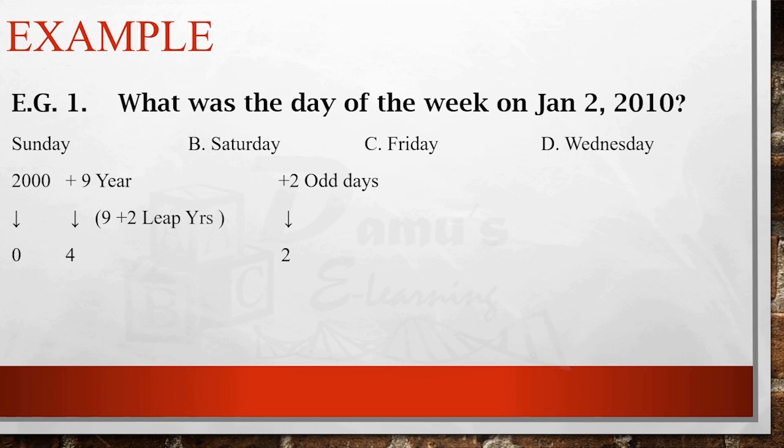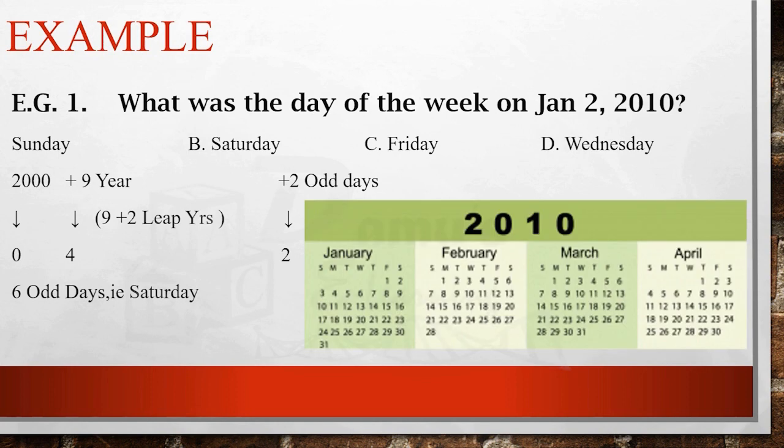Now 2 more days, January 2 days are there, right? So 2 more days. So total 4 plus 2, that is 6 odd days. 6 odd days means it is a Saturday.